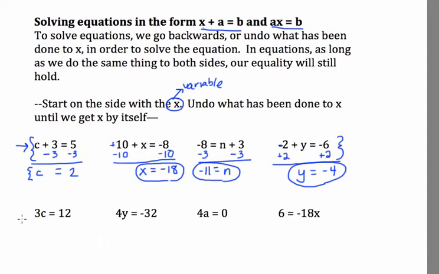Okay, these problems all have numbers that are multiplied by the variable. How do we undo that? Well, 3 times c equals 12. Again, start on the side with the variable, undo what's been done to the c. So right now, I have c times 3. So to undo that, to undo multiply, I want to do the opposite of multiply, which is divide.